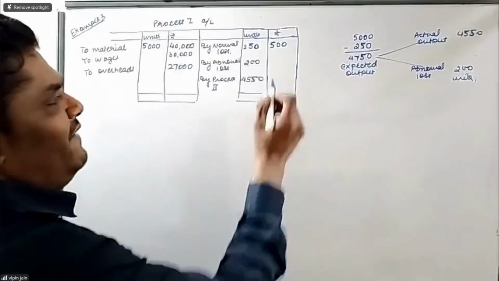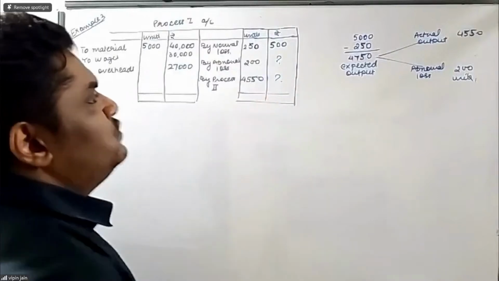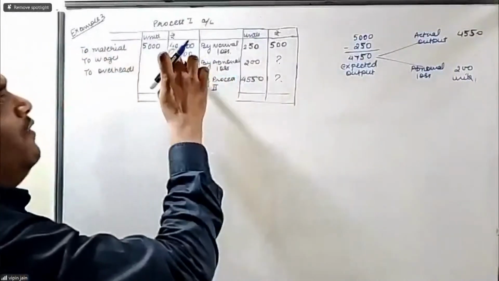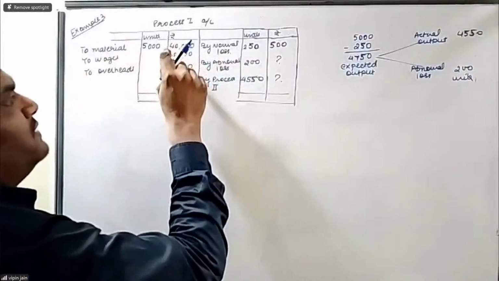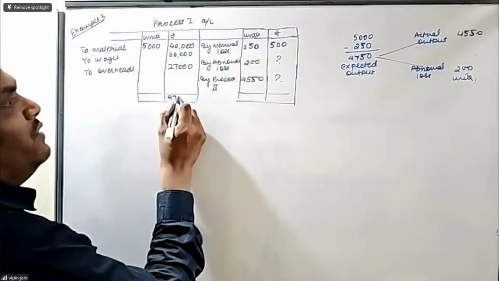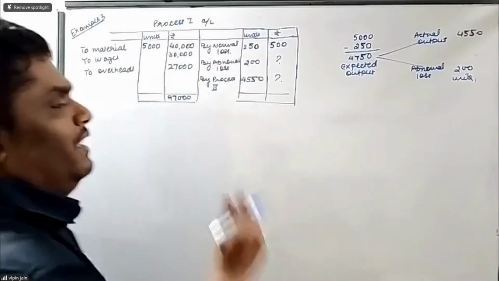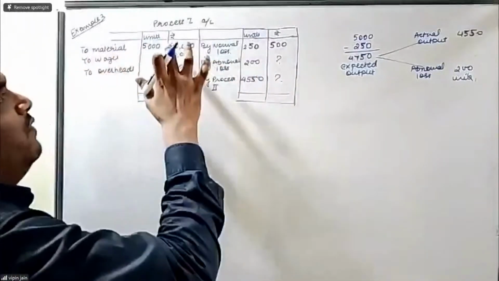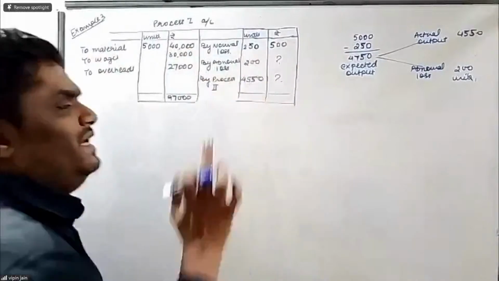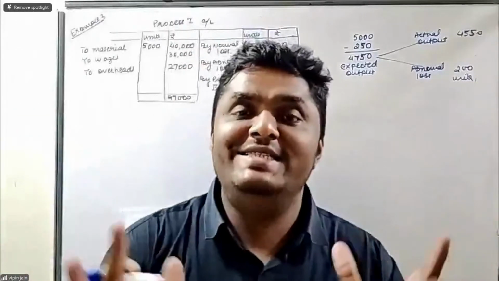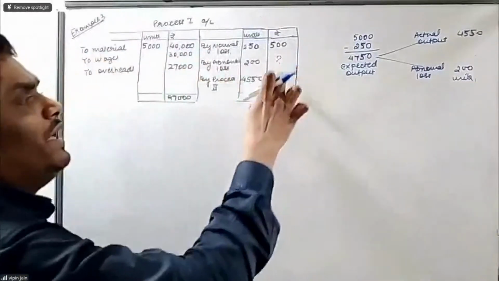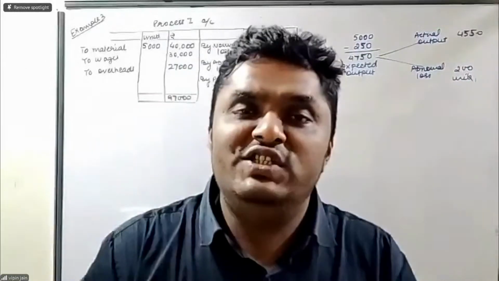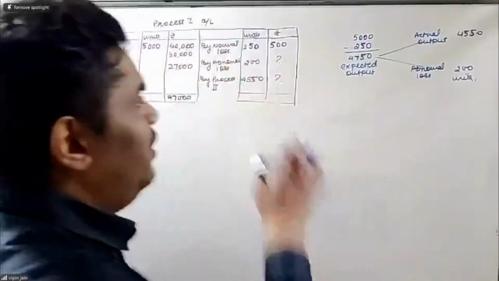Now, ultimately, we have to calculate the value of these two. And what will be the value? Ultimately, the value will be 40 plus 30 plus 27, that is 97,000, minus 500. That is 96,500. How come 96,500? 97,000 minus 500, that is 96,500. जो है हम लोगों को क्या करना है इन दोनों को डिस्ट्रीब्यूट करना है. Ultimately, we have to distribute this 96,500 among these two.